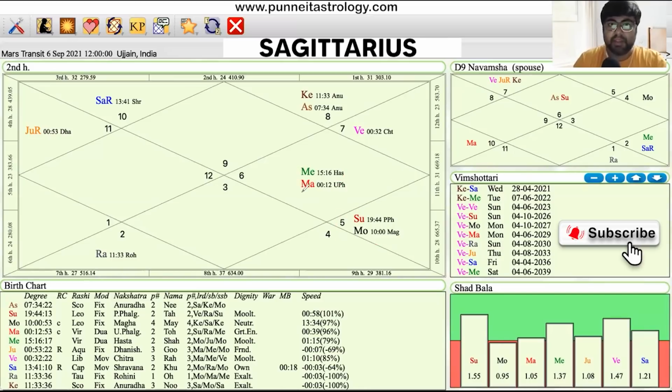Divine is making Mars go combust. 9th house is called Bhagya. That means fate is favoring you. Make the best use of it.